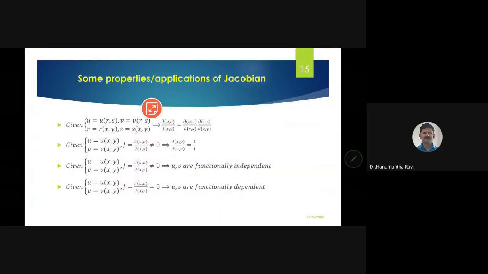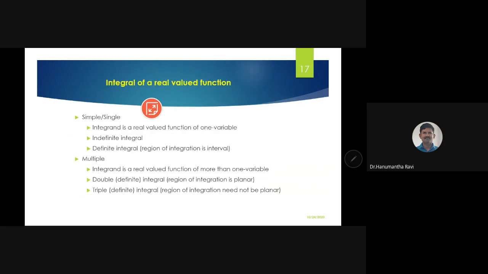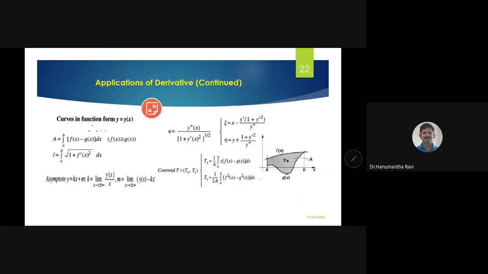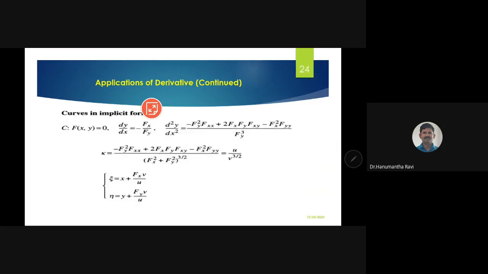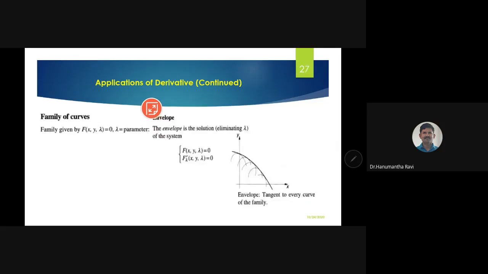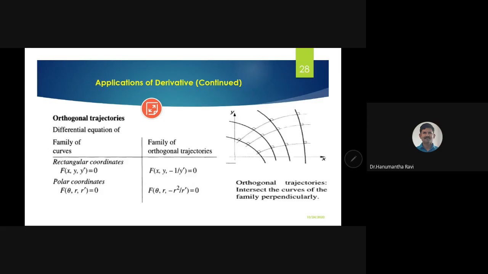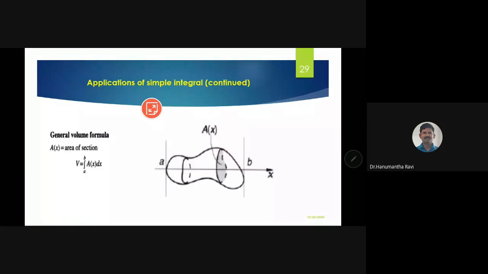Focusing more on Jacobians and Taylor series representation, Jacobians, maxima and minima properties, we have solved a good number of problems on these concepts. When it comes to integrals, we have an idea of the simple integral. See, when it comes to simple integral, we have two things.